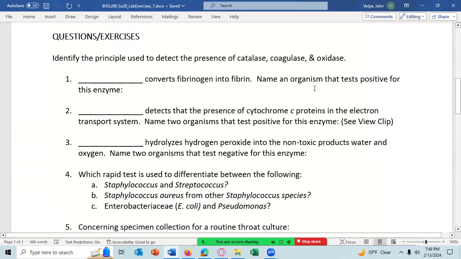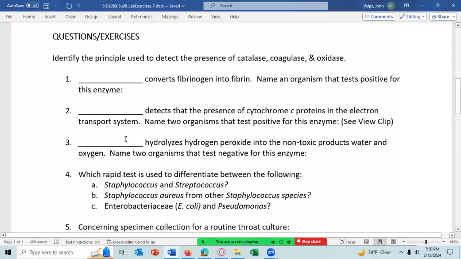For question 1A, it's referring to the presence of the enzymes catalase, coagulase, and oxidase. Which of the enzymes converts fibrinogen into fibrin? For 1B, name an organism that tests positive for this enzyme. For 2A, name an enzyme that detects the presence of cytochrome C proteins in the electron transport system. And for 2B, name 2 organisms that test positive for this enzyme. These organisms are mentioned in the lab module as well as in the video clip.